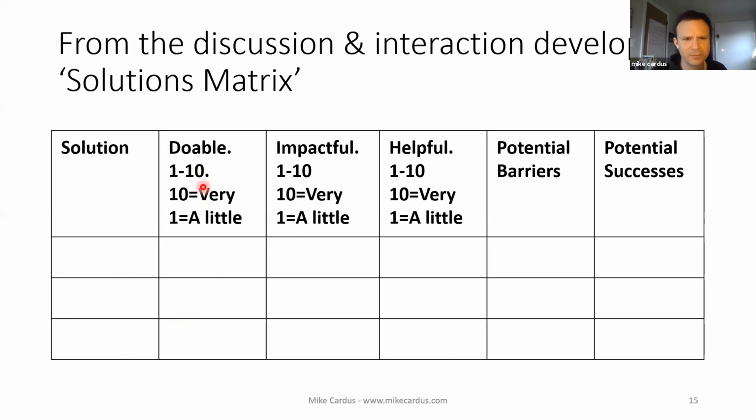in this matrix for doable. Can we get them done? Are they doable? Impactful? How much impact will they have? And helpful? If we do these things, will it be helpful? Also listing barriers and successes.